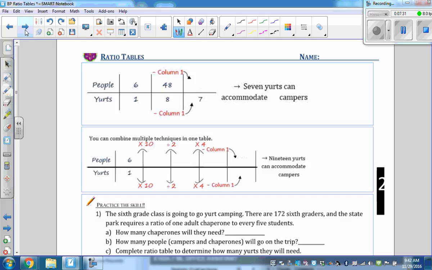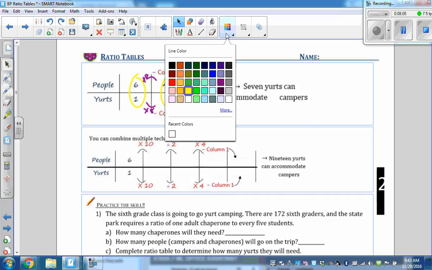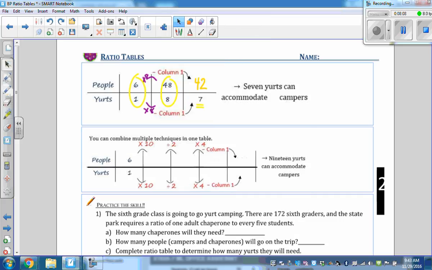So if we just practice the skill a little bit more, in this table, we found by multiplying by 8, 6 times 8 is 48. But if I want to figure out how to get 7 yurts, rather than multiplying 6 times 7, that's one way to do it, I could also subtract the columns. So 8 take away 1 is 7, 48 take away 6 is 42. So it gives us an alternative method to do this problem.